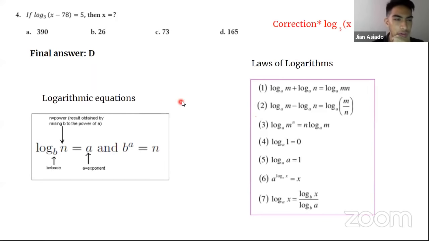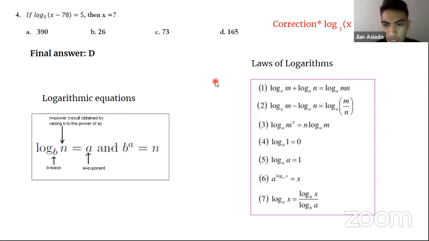Okay, now this log. What is this logarithm? The correction is it should be x plus 78. The log means you transform it into an exponential; it is equal to an exponential. The base of the log is also the base of the exponential term, and n is the product of b multiplied a times, while a is the exponent.